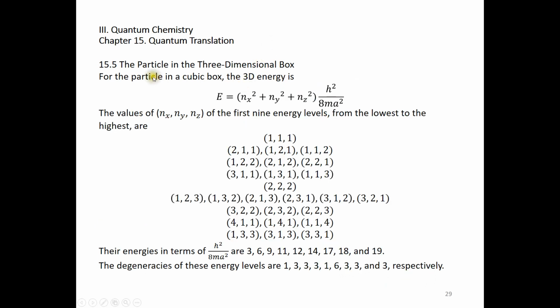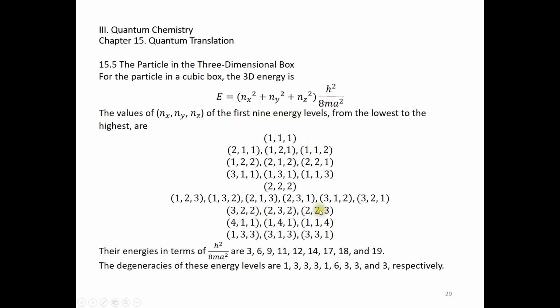For the particle in a cubic box, a equals b equals c. Now the three-dimensional energy is nx squared plus ny squared plus nz squared, and then multiplied by h squared over 8ma squared. A is the side length of the cube.